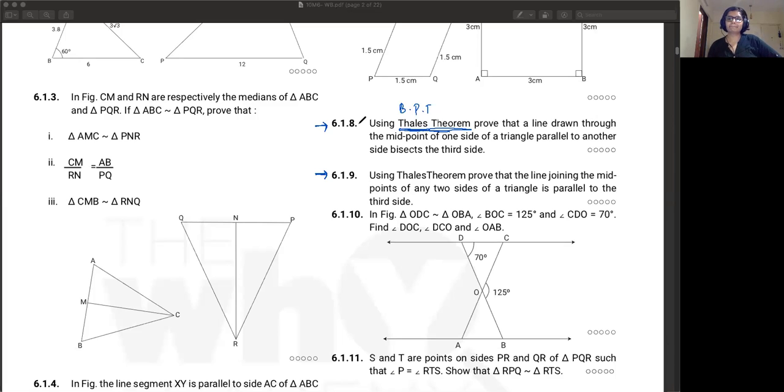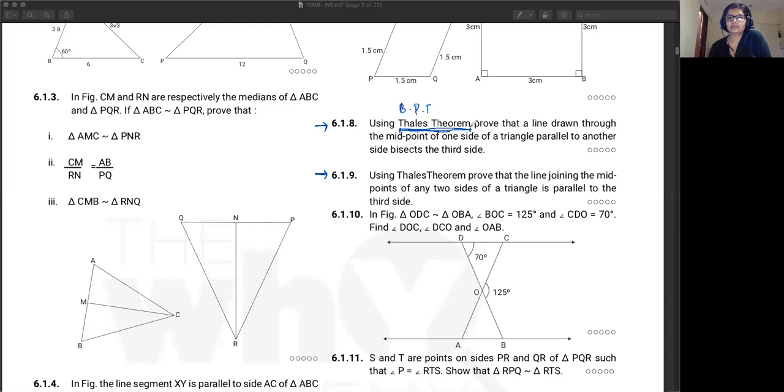Okay. We're getting one more class for triangles practice, so then we can do a proper practice. Tomorrow. Cool. Tomorrow. All right. Okay. Do 6.1.8 now.